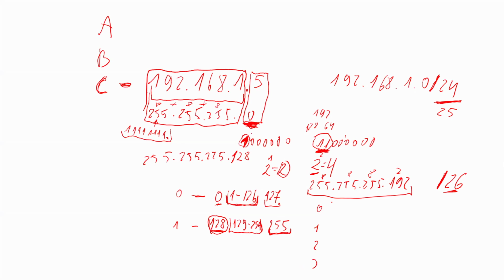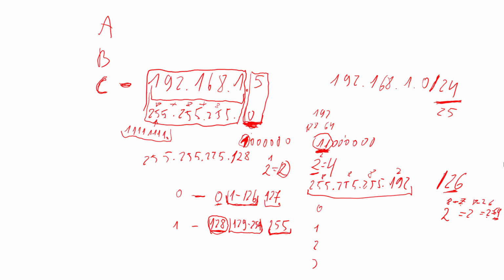And how can you find the range of nodes? You can use this formula: 2 to the power of 8 minus z, where z is the number of bits you borrow from the part dedicated to nodes. So if we borrow 2 bits, we have 2 to the power of 8 minus 2, which is 2 to the power of 6, equal to 64.